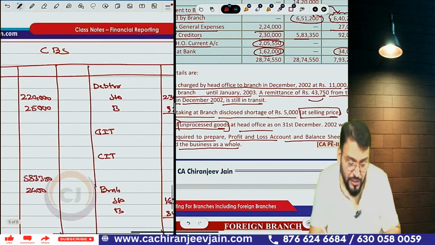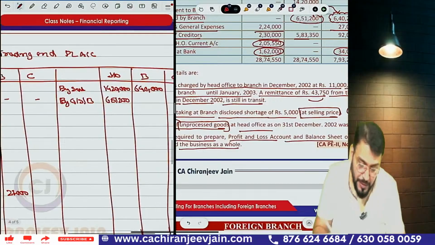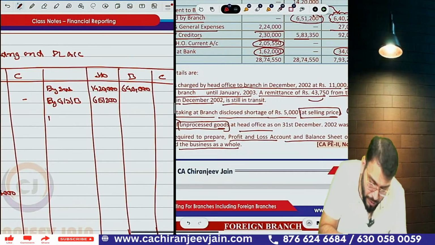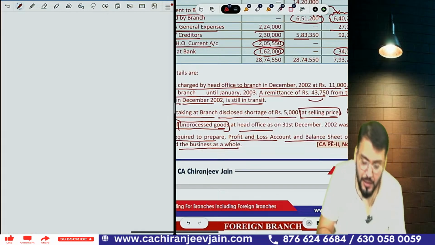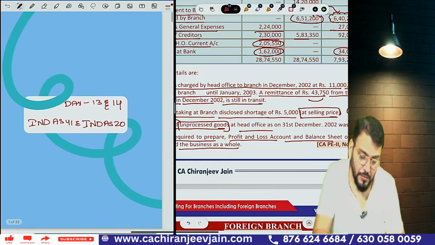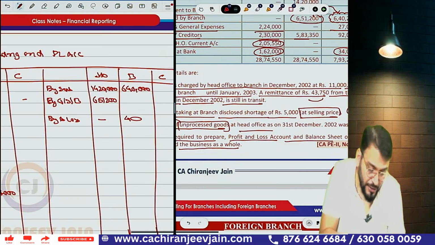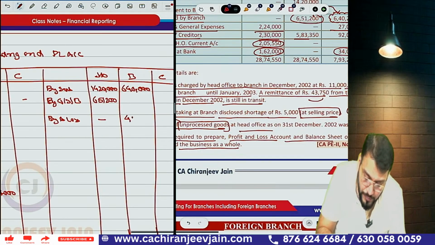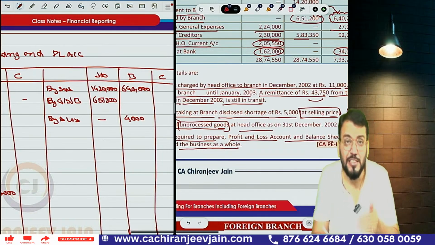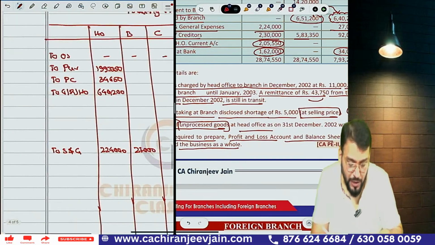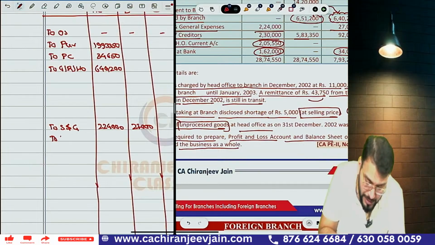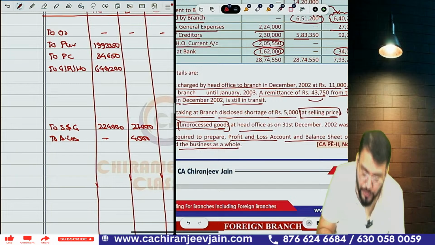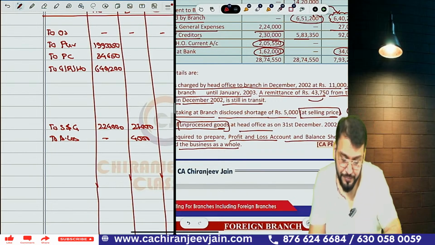So we'll record this. Write down here: by abnormal loss. So we record abnormal loss in the books of the branch, 4,000, and this abnormal loss will actually be transferred to the PL account. So we need to also charge this abnormal loss to the PL account. So to abnormal loss, how much? 4,000. This also you have understood, correct?